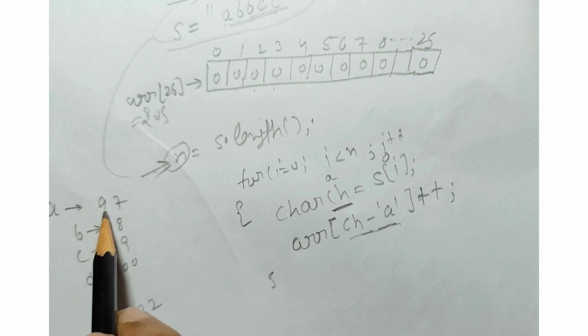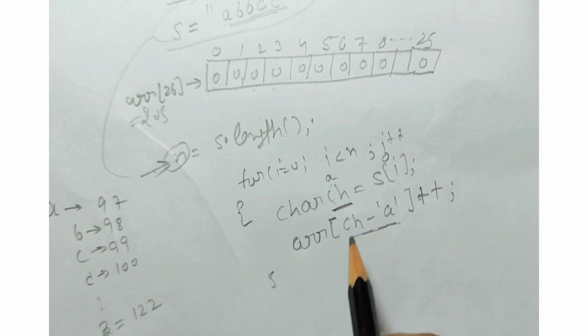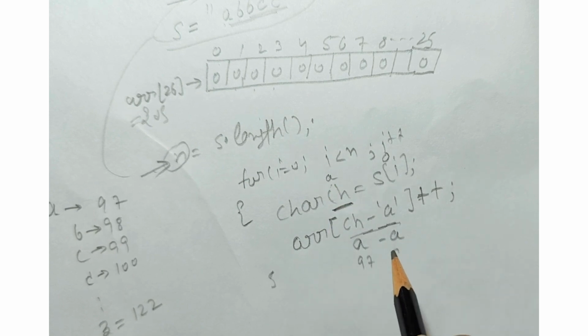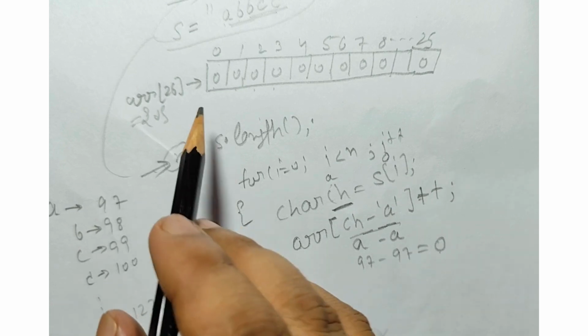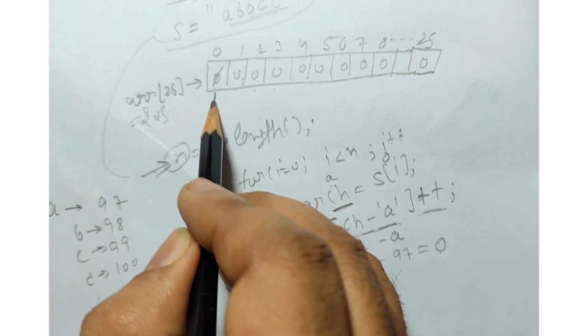So if a comes in this character, then 'a' minus 'a' is ASCII code 97 minus 97, what is the value? 0. So at index 0, what do we update? We apply the increment operator, so 0 is updated with 1.